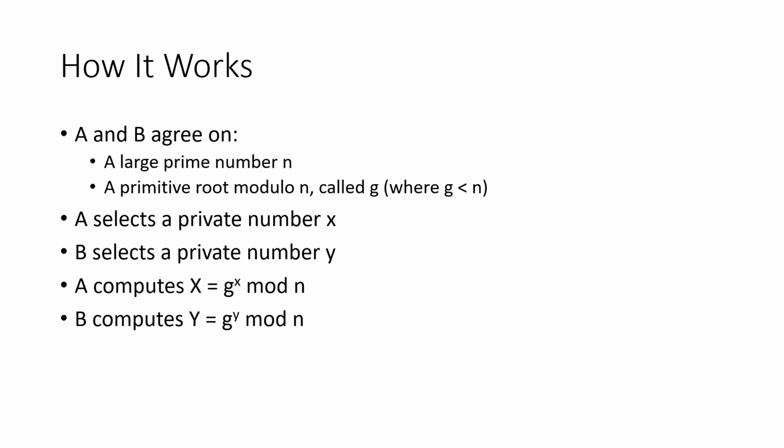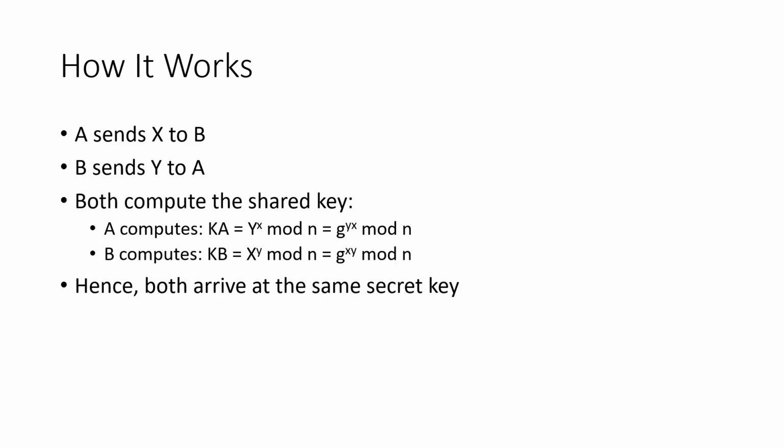Once n and g are agreed upon and publicly known, both users pick a private number which they never share. Let's say Alice picks a number x, Bob picks a number y. Then each of them performs a simple computation. Alice computes X equal g to the power x mod n, while Bob computes Y equal g to the power y mod n.